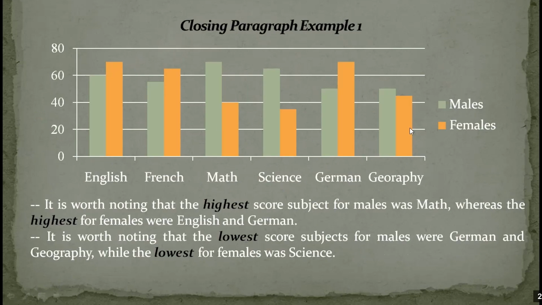Examples. So if you have a situation like this one, how can you write a closing paragraph? The easiest thing that you can do is to comment on the highest scores. Like this example: it's worth noting that the highest score subject for males was math, whereas the highest for females were English and German. So you comment on the highest points, the highest variables, or the opposite, the lowest. So this is another example here. It's worth noting that the lowest score subjects for males were German and geography, while the lowest for females was science. So you can either comment on the highest or the lowest. That's something that you can do.